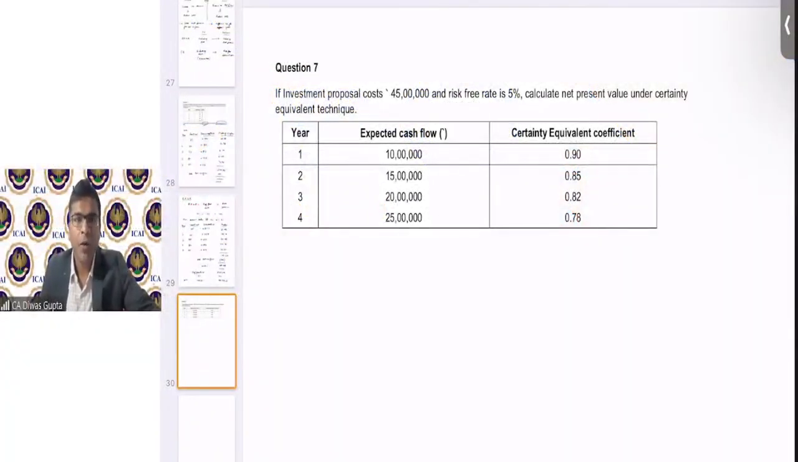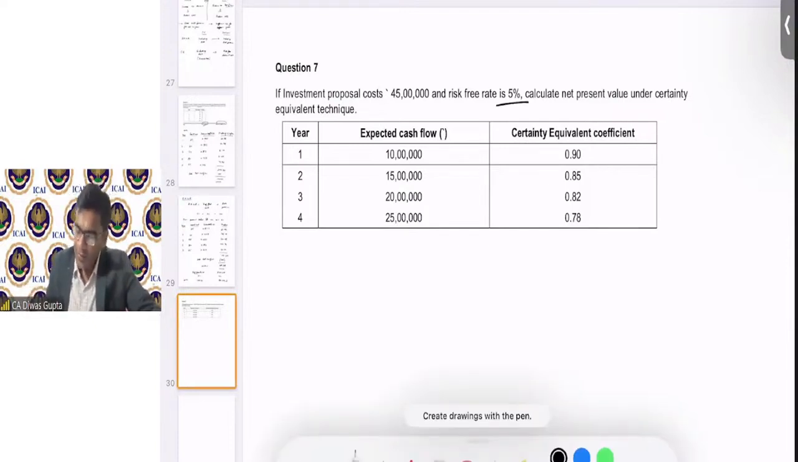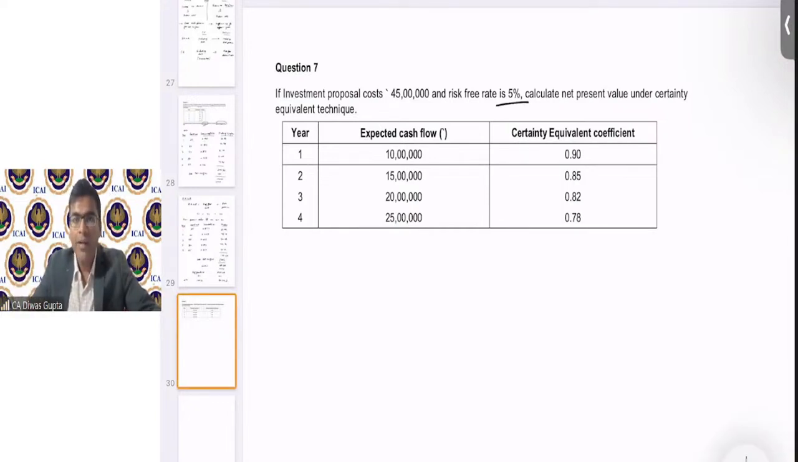We will continue with our topic on advanced capital budgeting. In our previous session, we covered some of the concepts on RADR and the certainty equivalent approach. In this session, we are going to do some questions to firm up that discussion and take it ahead. So we will start with question number 7. It states that if an investment proposal costs 45 lakh rupees and the risk-free rate is 5%, calculate the net present value under the certainty equivalent technique.